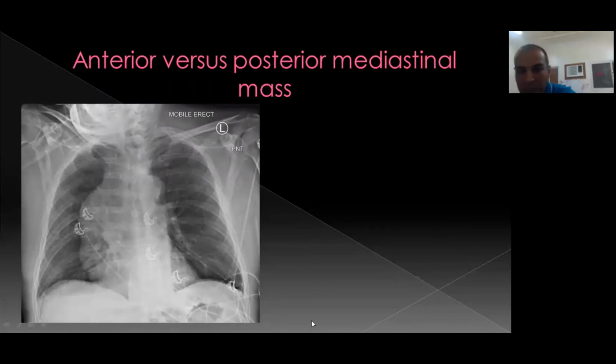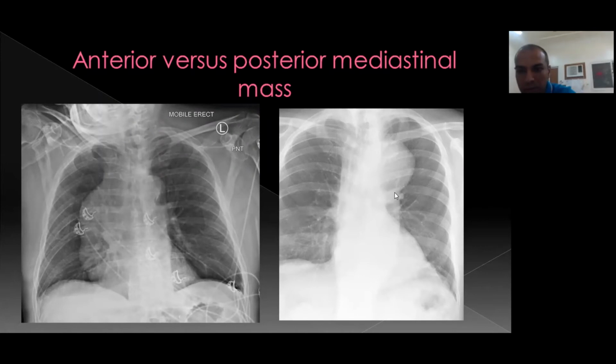obscuring the knuckle. Where is the aortic knuckle here? Yeah, you are right. This is a mediastinal mass, but obscuring the aortic knuckle, so this one is a posterior mediastinal mass.